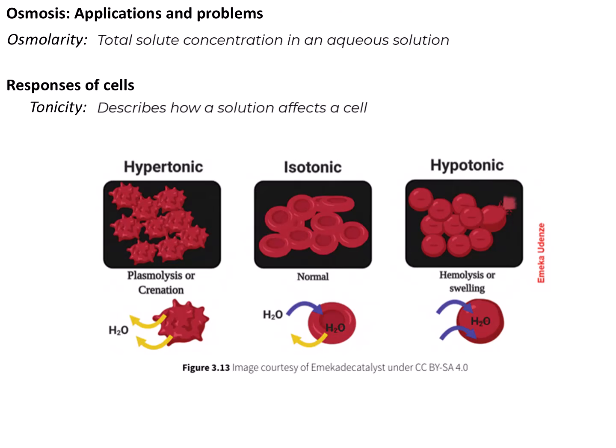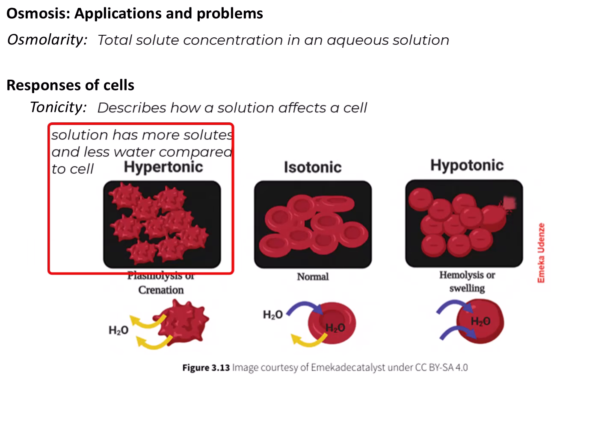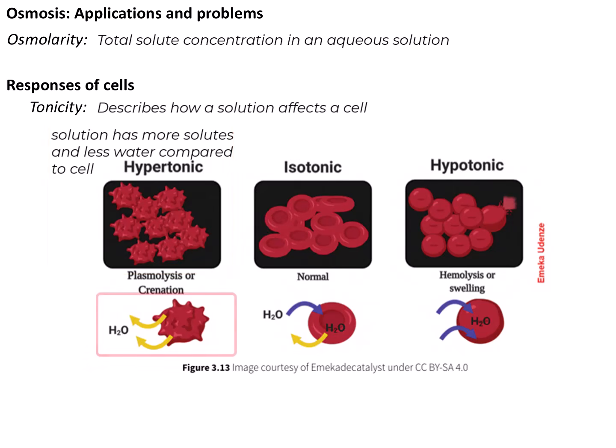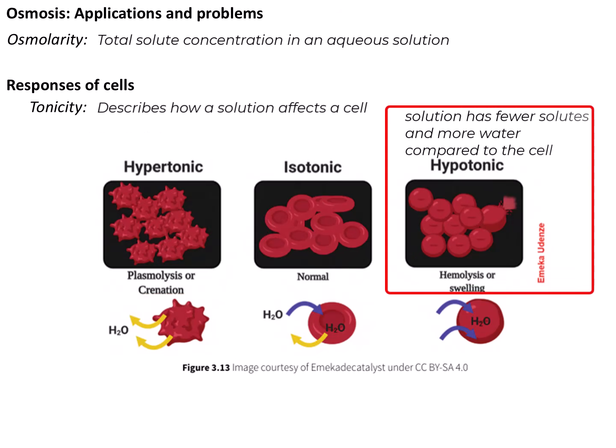Red blood cells are good models to show how cells respond to different solutions. A hypertonic solution is one that has more solutes and less water compared to the inside of the cell. If a red blood cell is placed into a hypertonic solution, it will shrink as water moves out of the cell down its concentration gradient. This is called crenation.